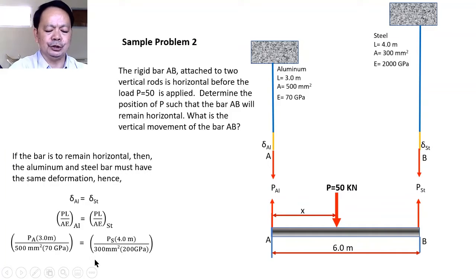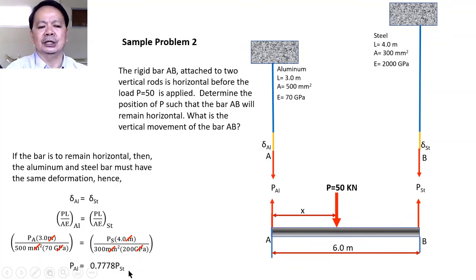From this equation, you will notice that the units of meter will cancel, as well as square millimeter, and that of the GPa will also cancel. So if this is simplified, we can now get the relationship between the aluminum and the steel, so that they will be related. In the form that the axial load in the aluminum is equal to 0.7778 of the axial load in the steel.